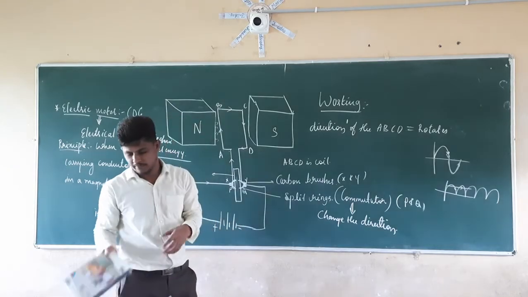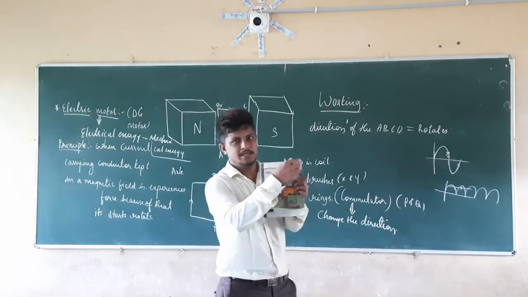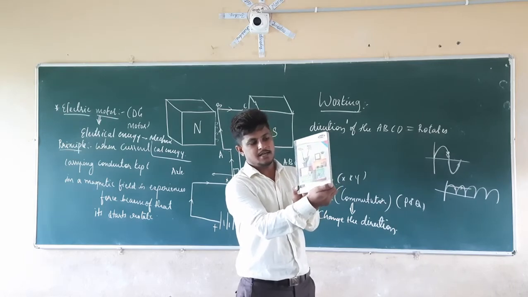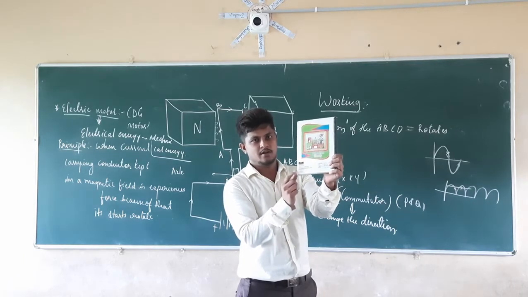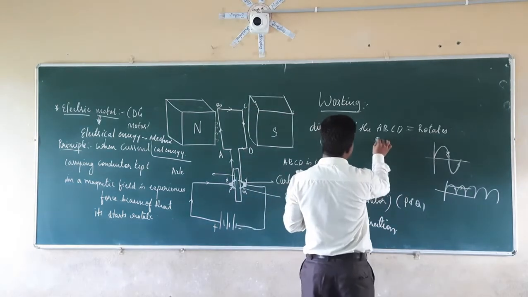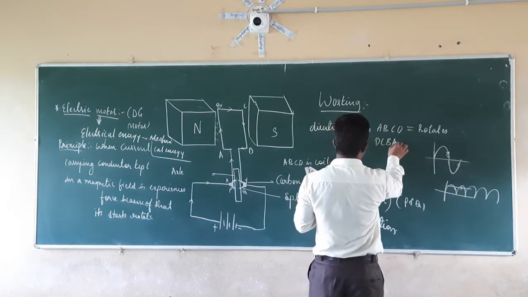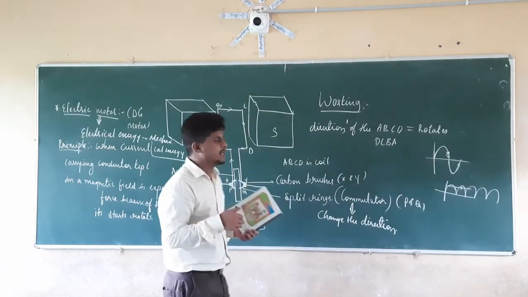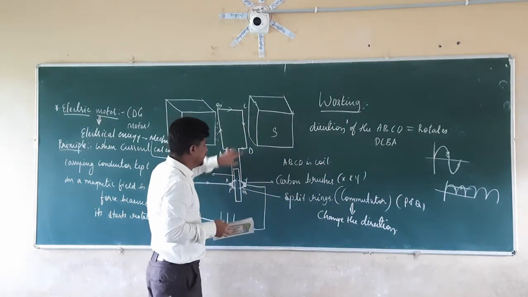So if you check here, remember here A, B, C, D. After the half rotation, see here, D is coming at the position of A. So it becomes D, C, B, A. It is going to become D, C, B, A.